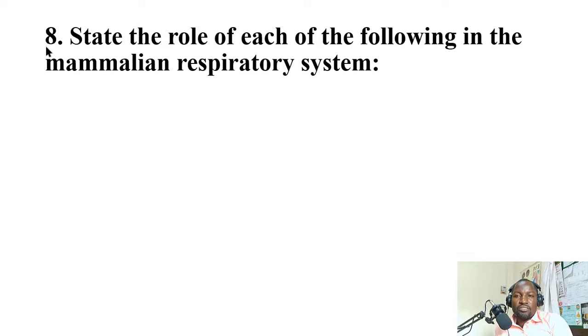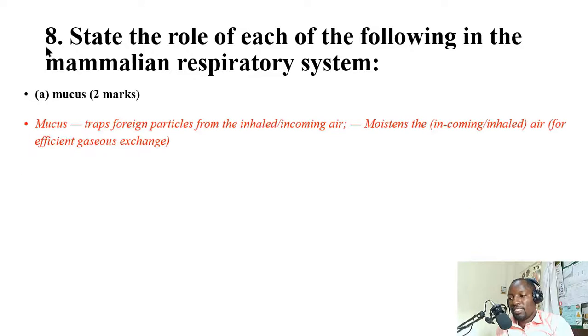State the role of each of the following in the mammalian respiratory system. The first one is the mucus. What does the mucus do in the mammalian respiratory system? Mucus traps foreign particles from inhaled incoming air. It also moistens the incoming or inhaled air for efficient gaseous exchange.